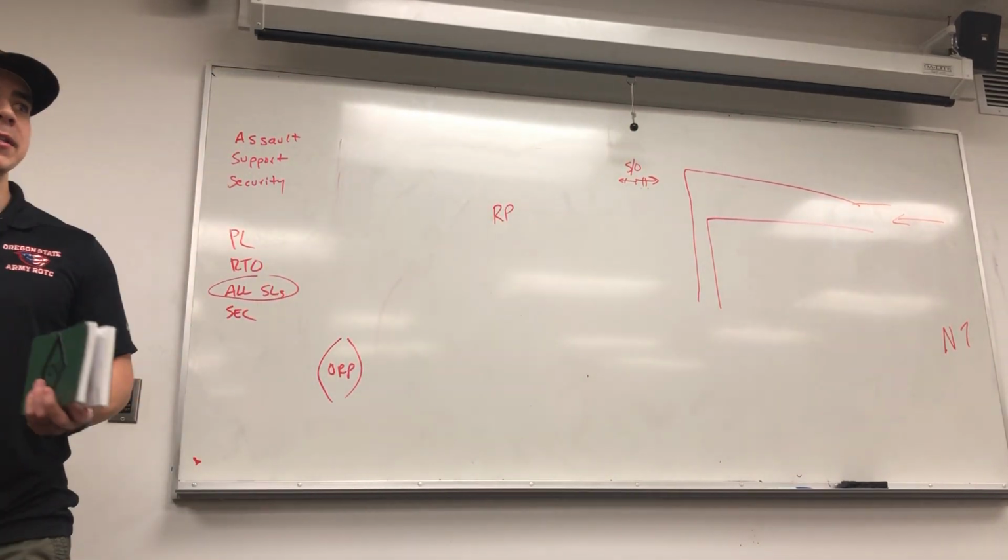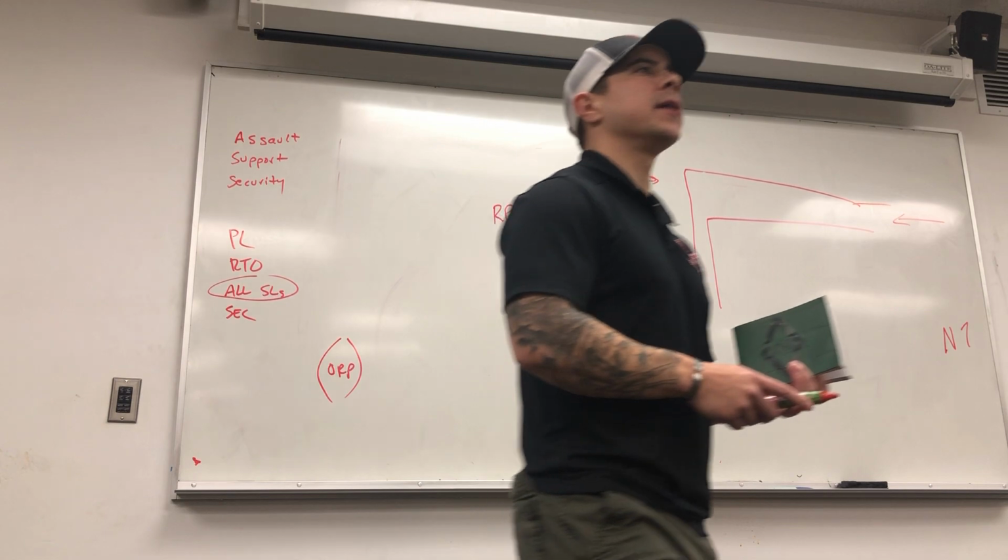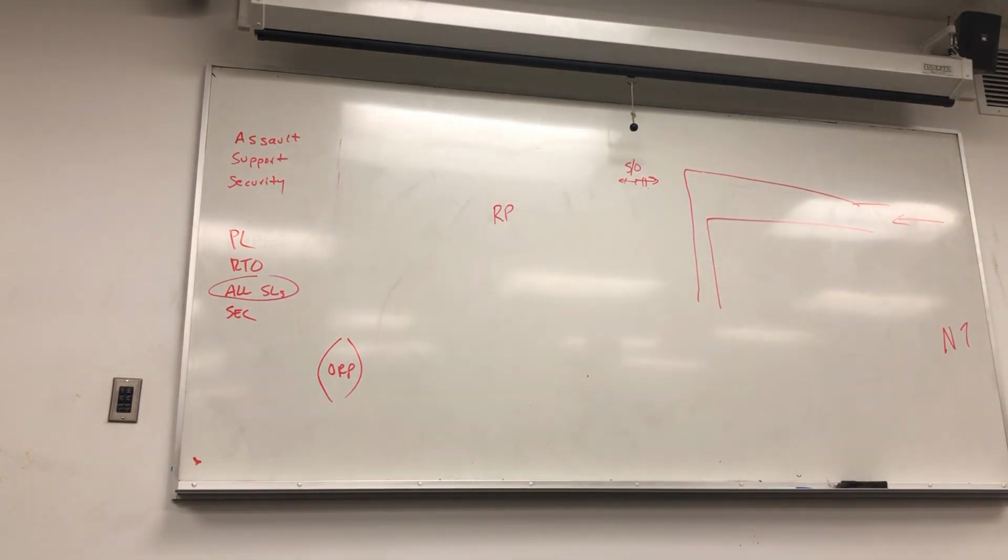9 times out of 10 at advanced camp, the PL is going to set his S&O team and be like, oh yeah, there's the objective. Hey, that's a good kill zone.